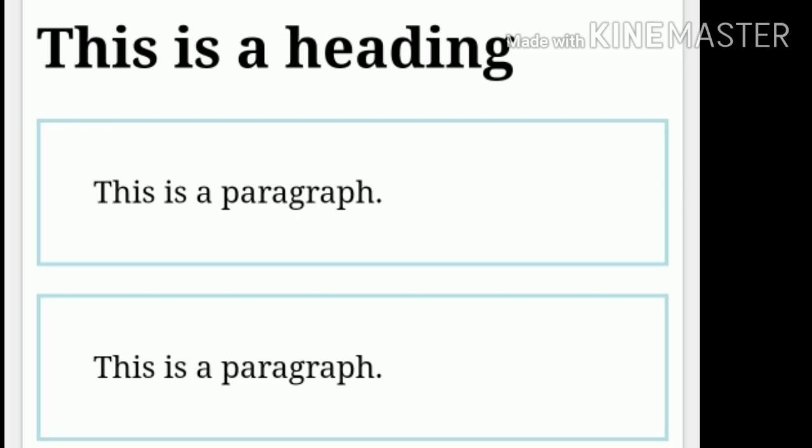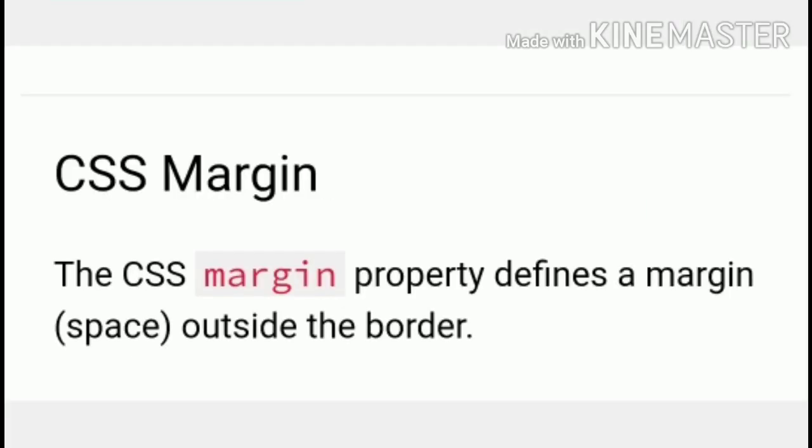What is the CSS padding property? Padding defines a padding space between the text and the border. Padding is the space between the text and border.